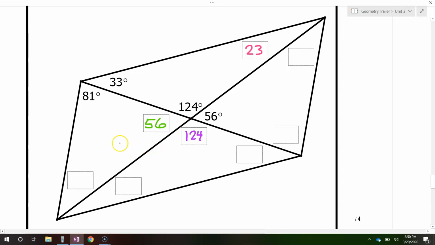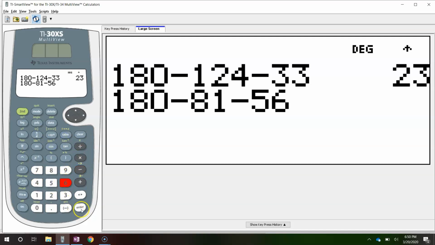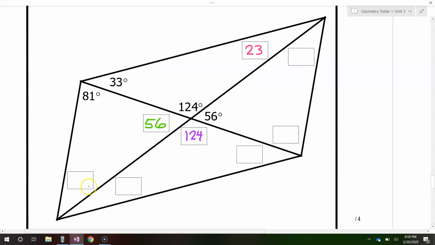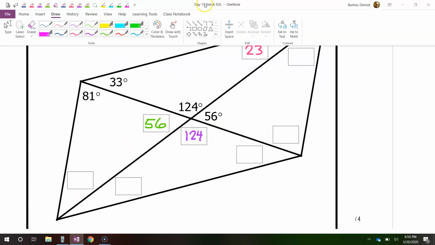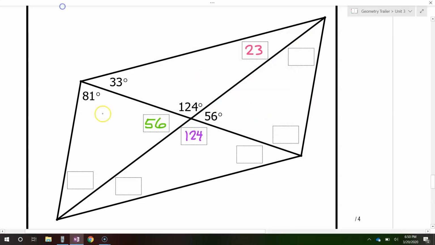We can do something similar in this triangle over here. I've got the 81 and the 56, so let's subtract from 180. 180 minus 81 minus 56 is 43. So I'm going to have a 43 right here. I haven't used this color yet, so I'll put a 43 right here. Okay, that's it for those two techniques.